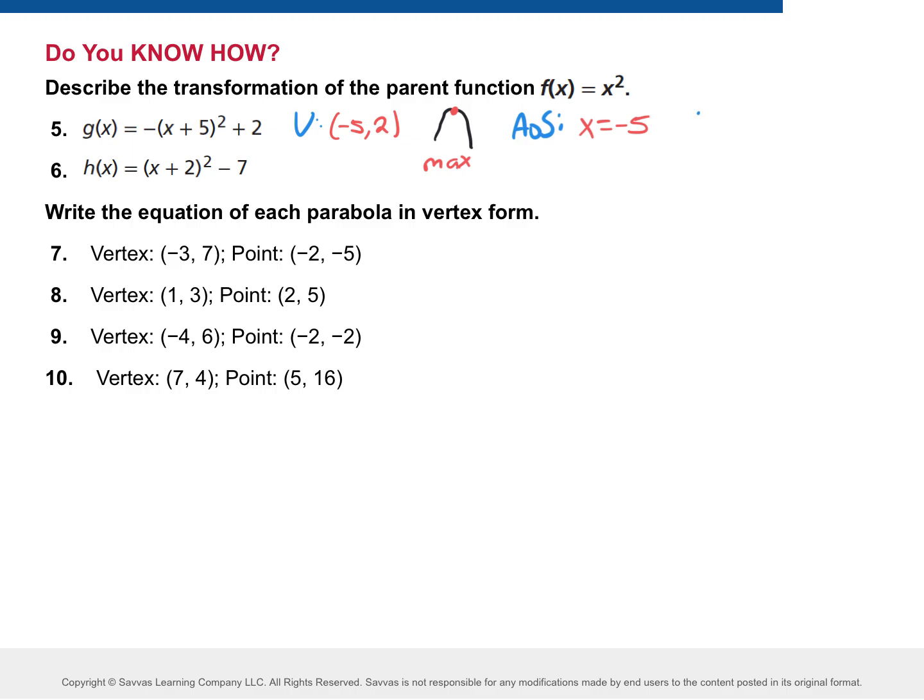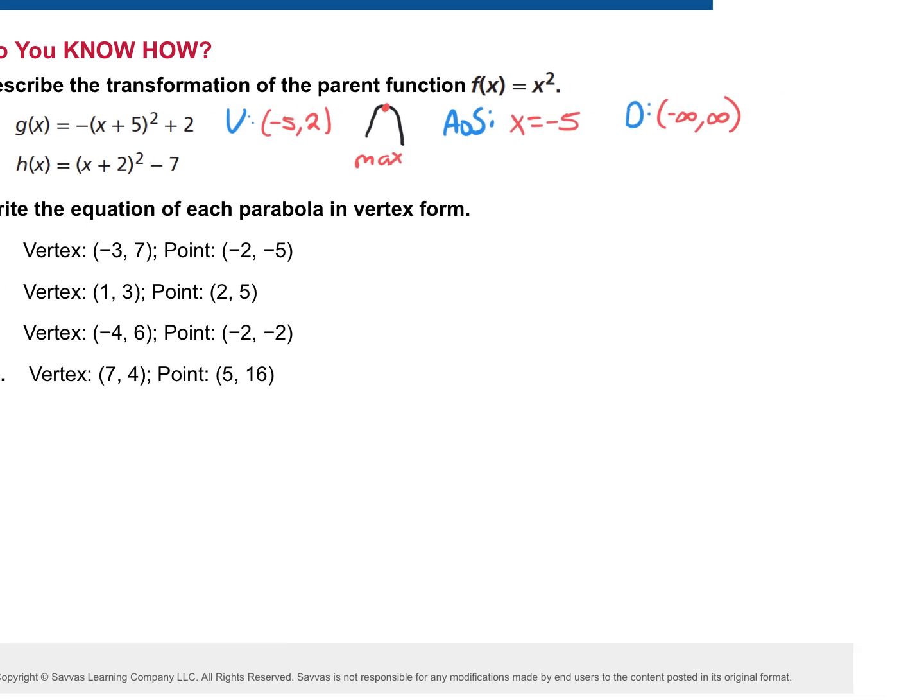What is my domain? Yep, -infinity to infinity. Now a little trickier one, what's range? Now careful, -5 is my x value. I want the y value. So it's -infinity to 2. Good. Do you notice how you can label all of those without actually graphing the picture? Okay. All right.